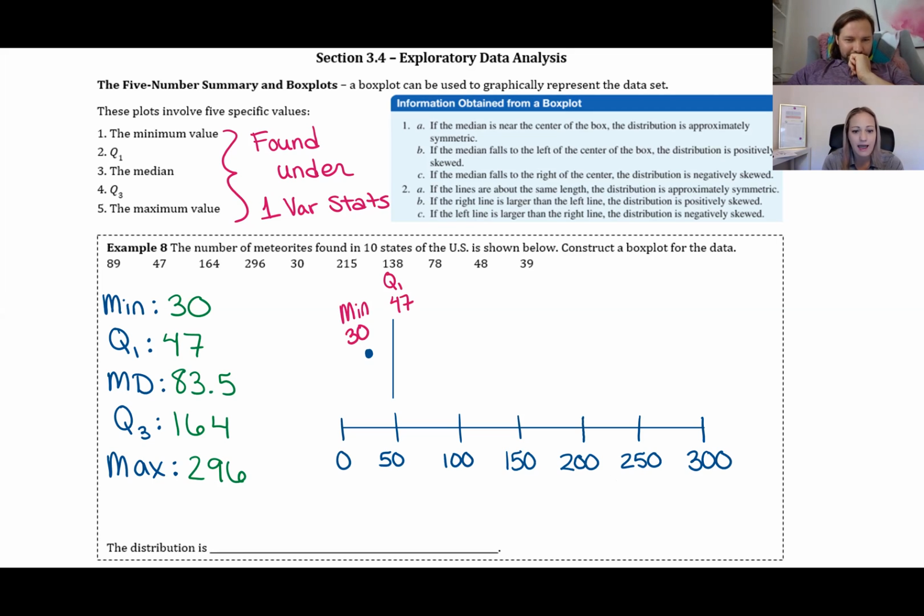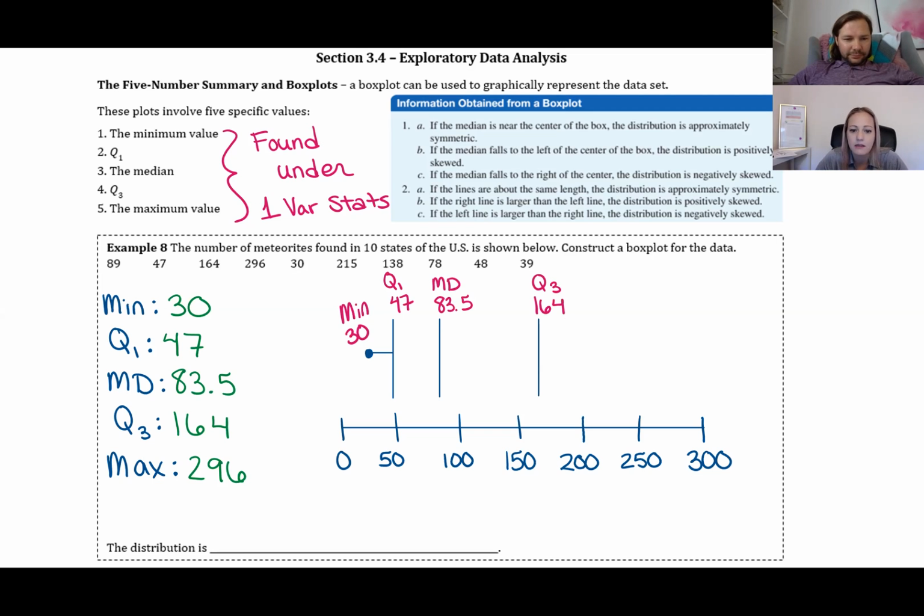And then the quartiles are going to be vertical lines. So Q1, you want to approximate where 47 is, and then you're going to draw a vertical line there. And then you're going to attach the first point to that vertical line. And that's going to essentially make your first whisker there. Okay, and then for the median, 83.5, find where that is, make a vertical line. And same thing with Q3. So 164, that'll be a vertical line as well.